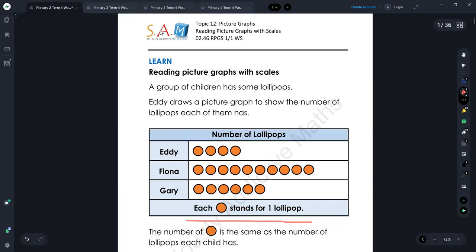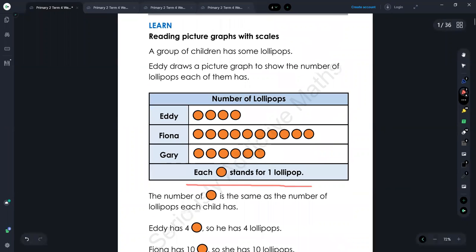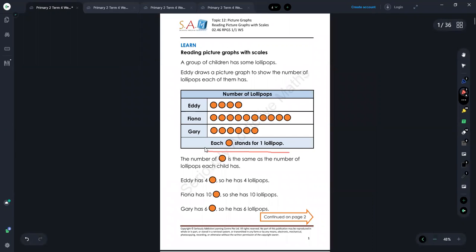For the rest of the time, you can make use of it for them to do more practice in class, or for them to do corrections, okay? So the first booklet that we'll be doing is reading picture graphs and scales. You can look at this question here. Start the teaching as per normal.